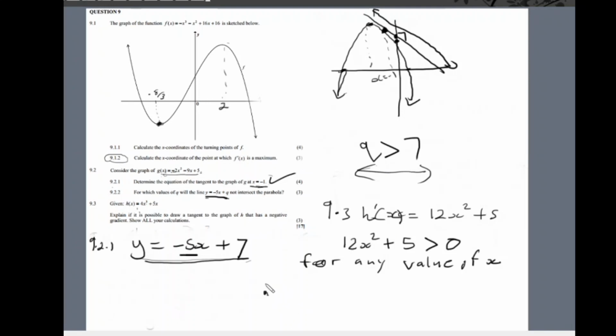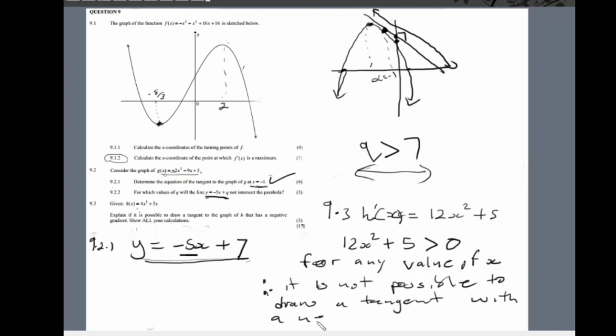So we can go ahead and conclude, therefore it is not possible to draw a tangent with a negative gradient, right? That is how you conclude.